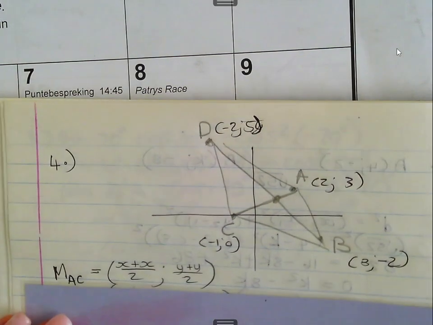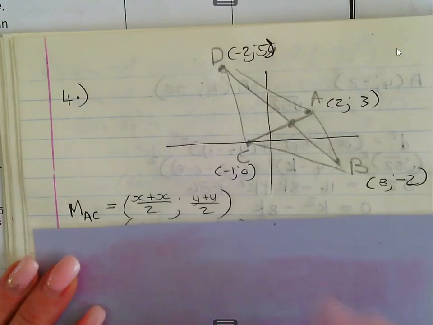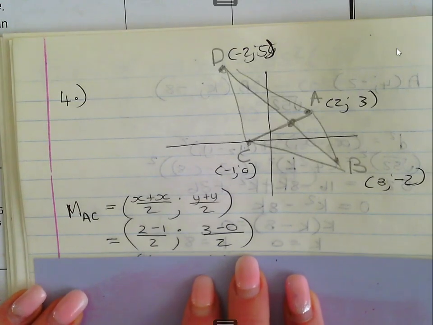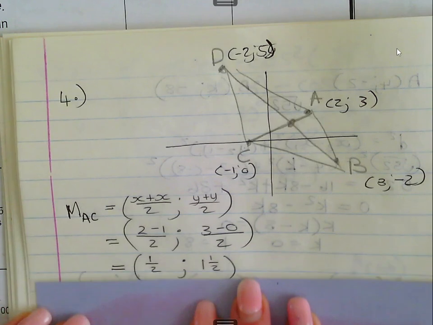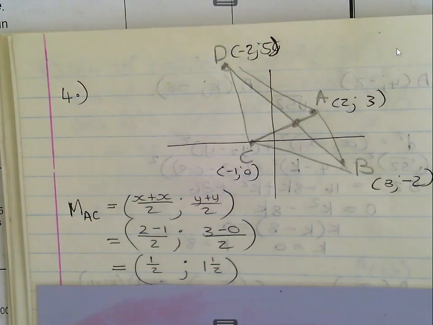Right, so I take the midpoint of AC. I substitute into the formula, easy calculation, eh? Easy calculation. And then I get an answer of 1/2 and 1.5.